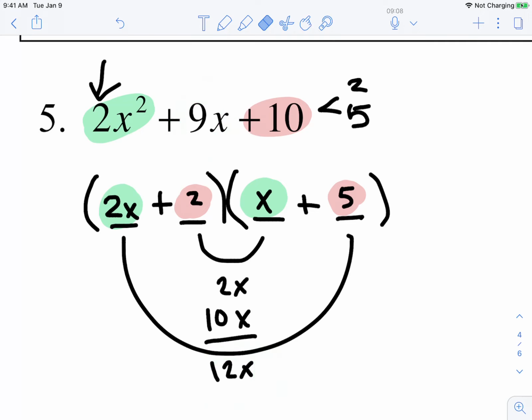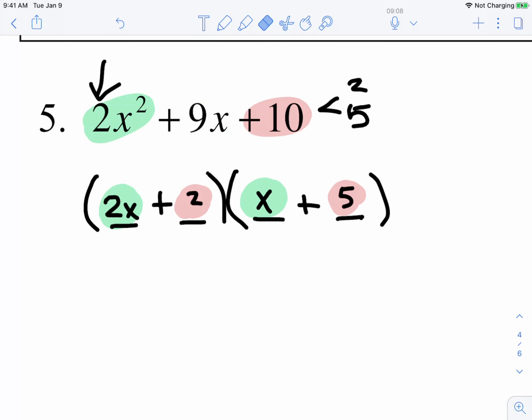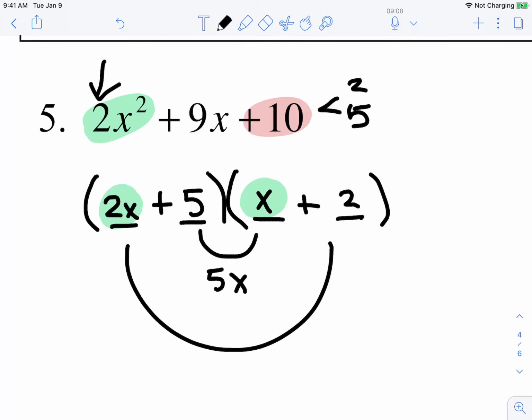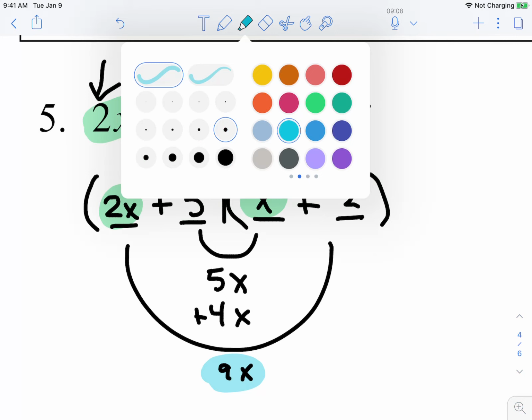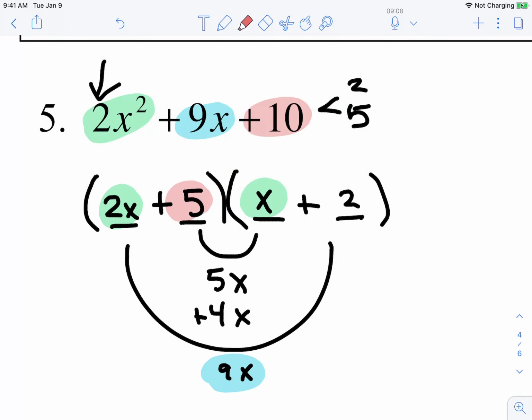So I probably need to play around with this a little bit more. I'm going to try maybe putting the 5 here and the 2 here, and we'll see what happens there. When I add this up, I get 9x, and that is exactly what I wanted. There's my 9x, so I know that the 5 here and the 2 here are exactly what I needed.